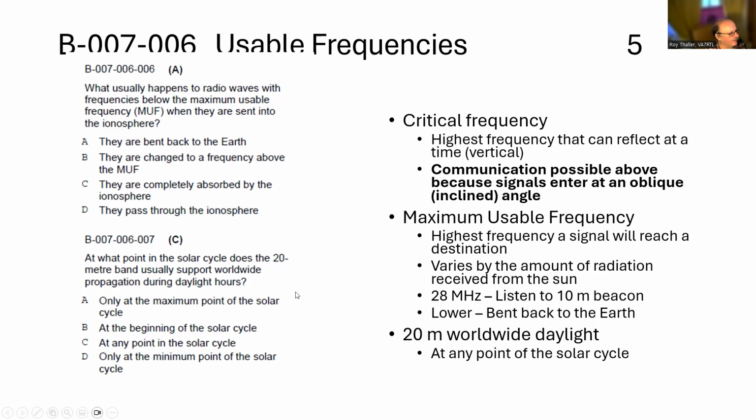At what point in the solar cycle does the 20-meter band usually support worldwide propagation during daylight hours? The 20-meter band is quite a common band that works most of the time, or nearly all of the time. So C is the correct answer, at any point in the solar cycle.